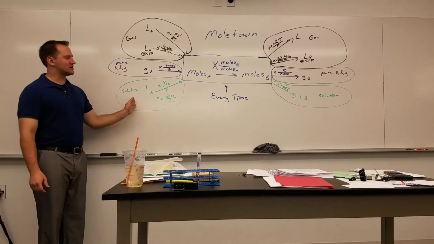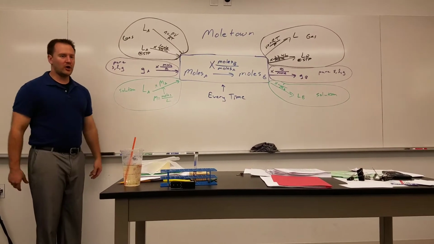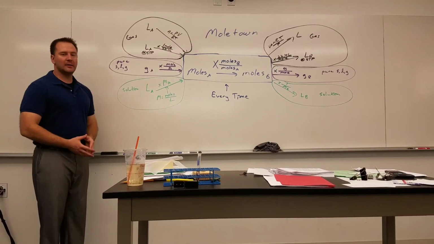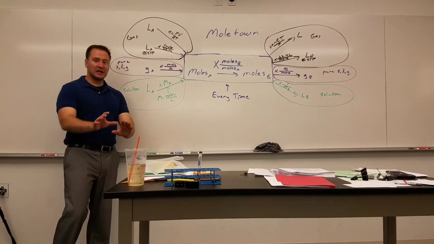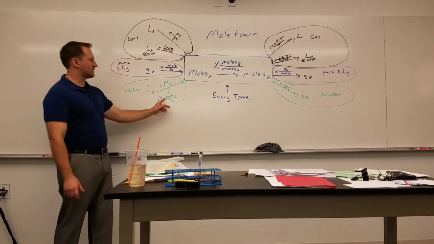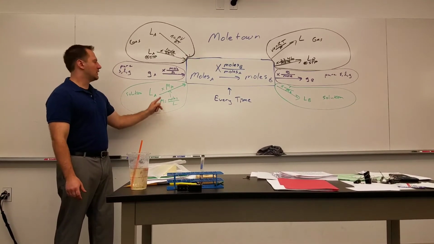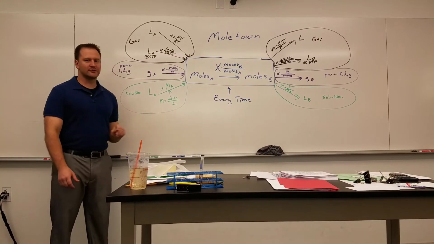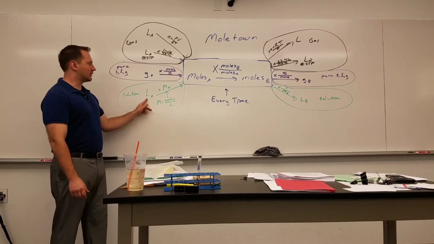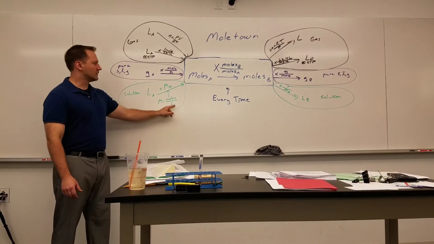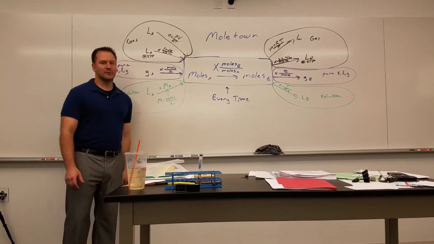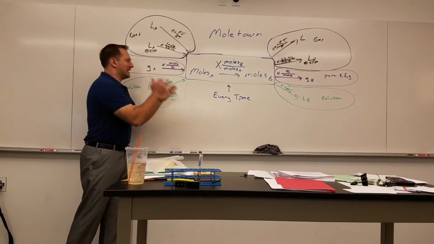Now, if we have an aqueous solution, we can go from volume and we multiply by the molarity to get to the number of moles. Keeping in mind that if you look at how this would set up from a dimensional analysis perspective, molarity is moles of solute per liter of solution. So when you multiply the liters by the molarity, the liters will cancel out and you'll get to moles. So those are all the ways to get to Moletown.